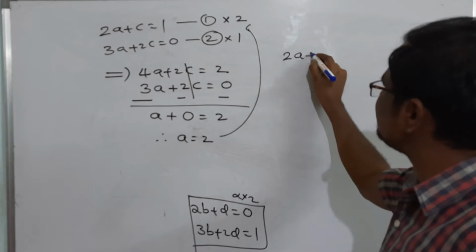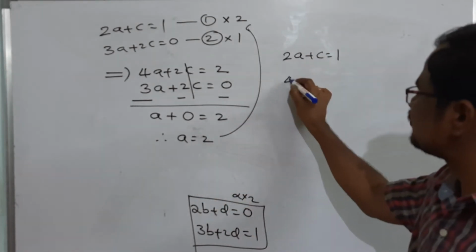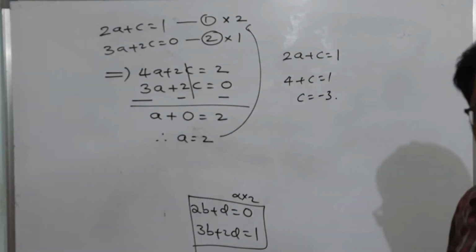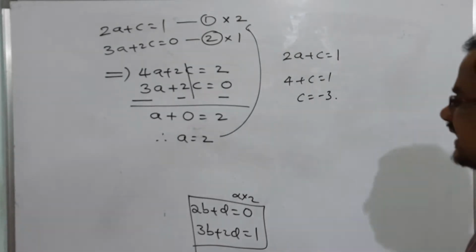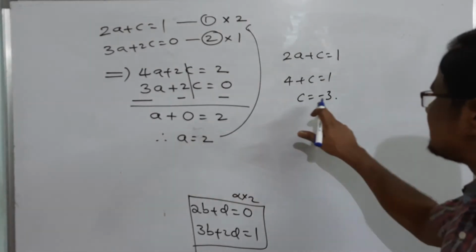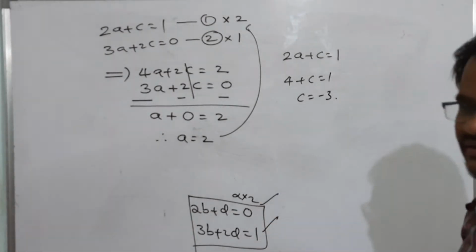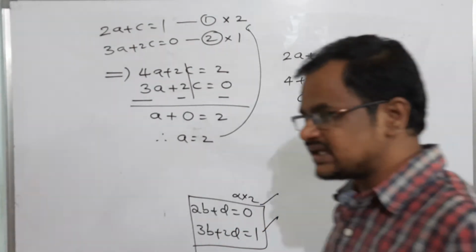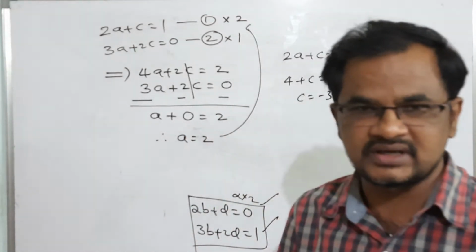So 2a plus c equal to 1, and if you substitute the a value here, 4 plus c equal to 1 and c equal to minus 3. So by solving equations 1 and 2, we get a equal to 2 and c equal to minus 3. If you solve these two, you will get b and d. But before solving this one, observe the options, how they are given, that is also most important.